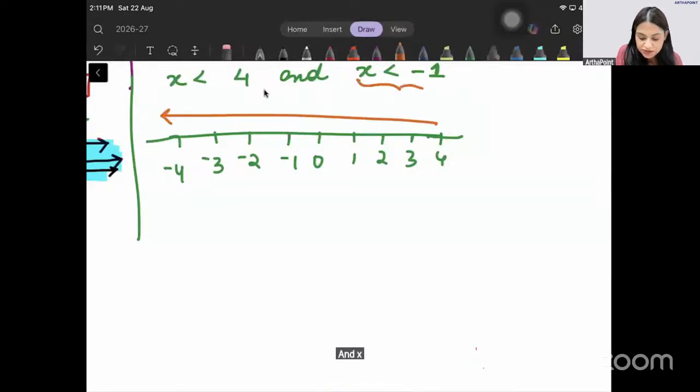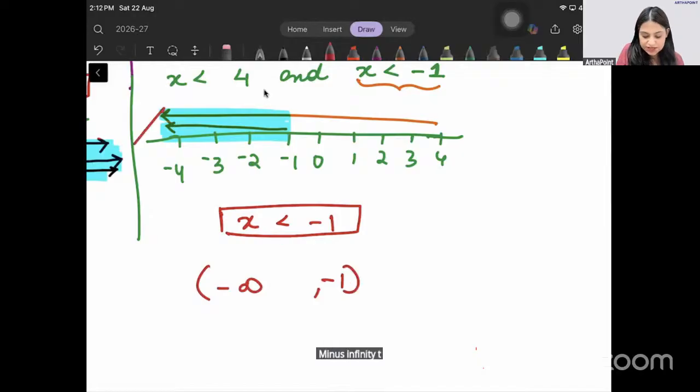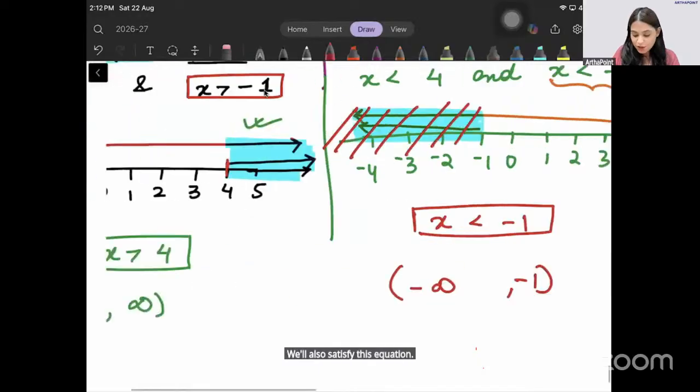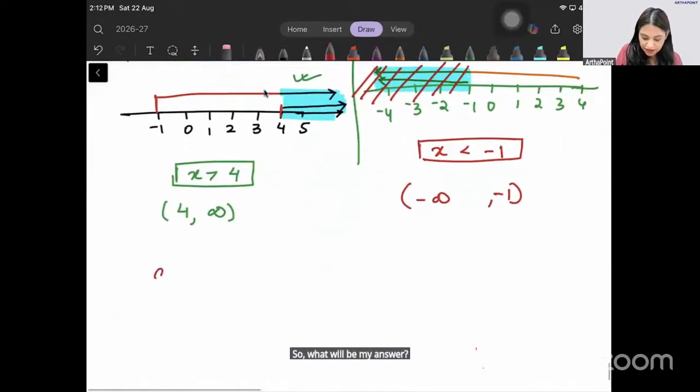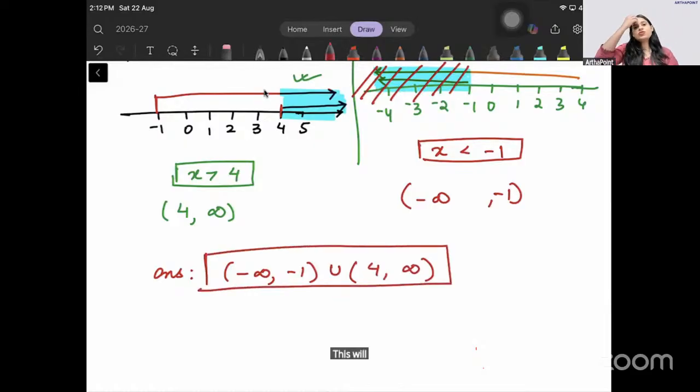And x less than minus 1 means what? It has to be here. Now what is the common part? This part, which is coming in both. So this gives me x should be less than minus 1. So anything between minus infinity till minus 1, all these values will also satisfy this equation. So what will be my answer? My answer will be, it will be up to minus 1 or 4 to infinity. This will be the answer to this question.